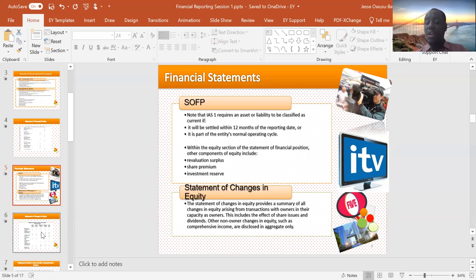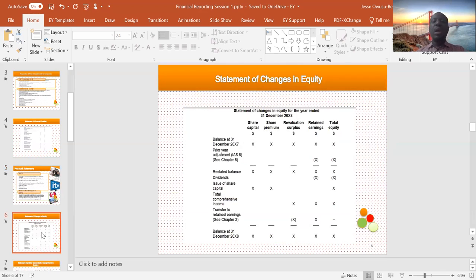So I'll show you a typical example of the statement of changes in equity, and you see how the changes occur in the owner's equity, the changes occur in capital, and the impact it has on share issues and dividends, basically. Now, all this will come together when we solve a question. So just please stay with me. It's going to be very, very simple for you to understand.